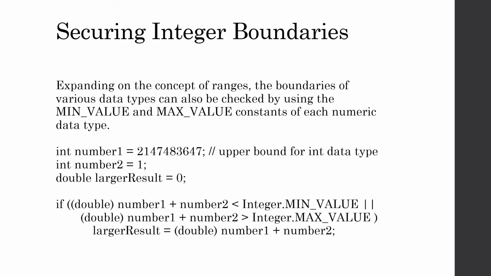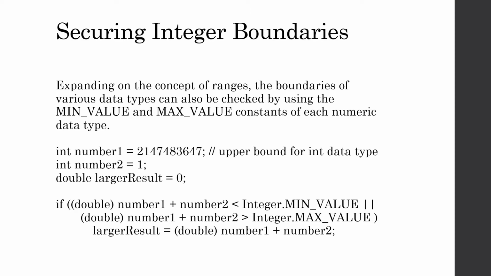And then finally, in the conditionally executed code, where we might be assigning this to largerResult, we're going to do the same thing. We'll cast number1 to a double. Number2 will be treated as a double. We add them together. The result is temporarily treated as a double, and then that's going to be assigned to a variable that is a double.